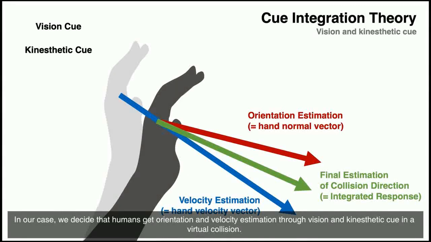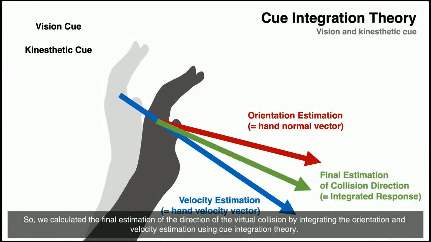In our case, we decided that humans get orientation and velocity estimation through vision and kinesthetic cues in a virtual collision. So, we calculated the final estimation of the direction of the virtual collision by integrating the orientation and velocity estimation using the Q integration theory.